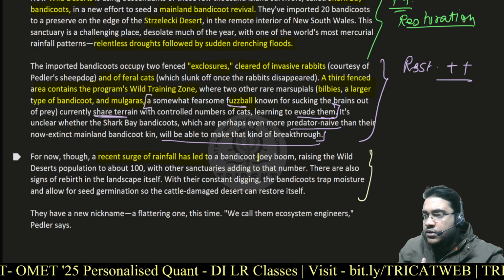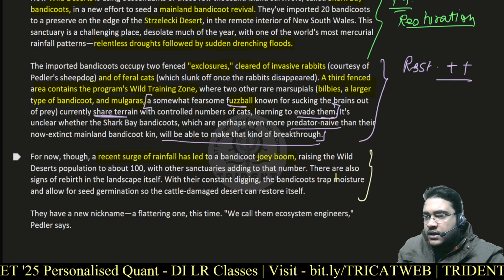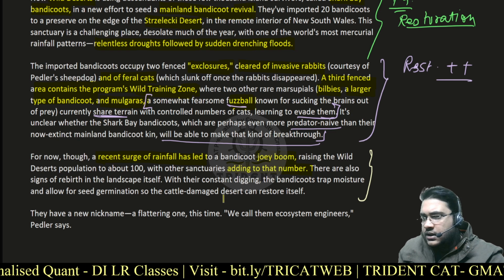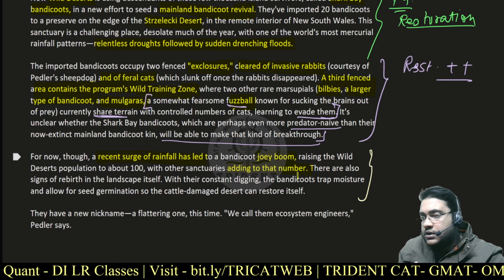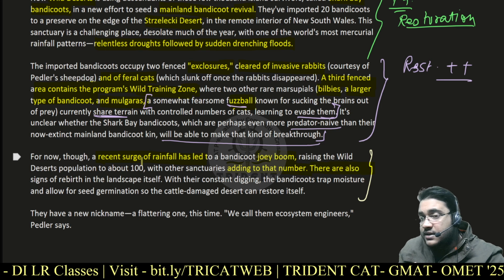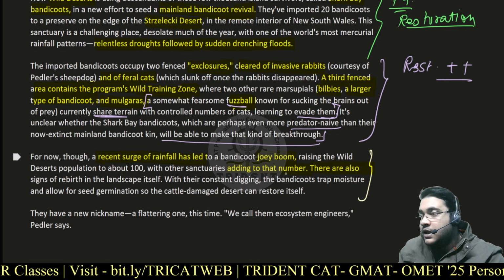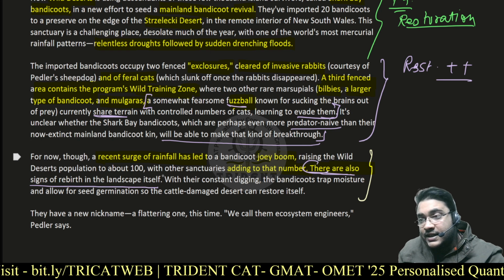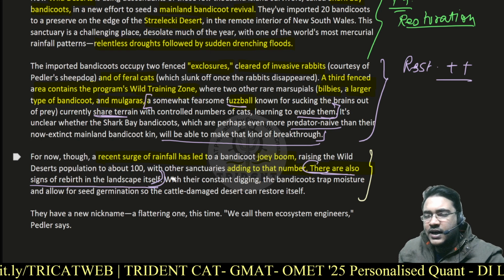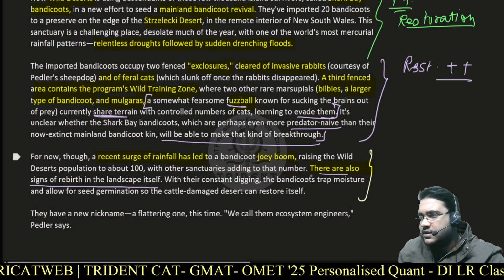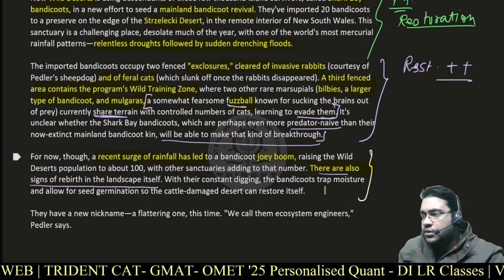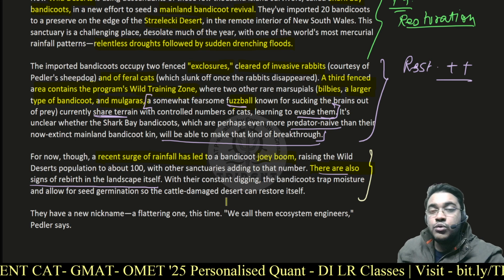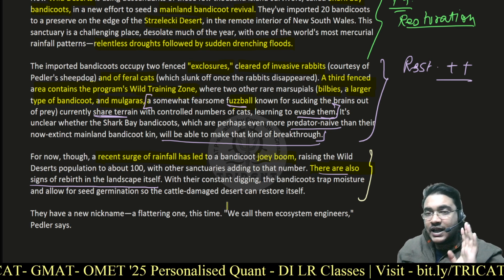They are seeing the bandicoot joey boom, raising the wild desert population to about 100, with other sanctuaries adding to that number. There are also signs of rebirth of the landscape itself. This is an interesting line. Please pay attention to this line. There are signs of rebirth in the landscape itself. How is that landscape rebirth happening? Let's read ahead. Okay. So there are signs of rebirth in the landscape with their constant digging. Who is digging it? The bandicoots. Remember, the rat-like creatures.